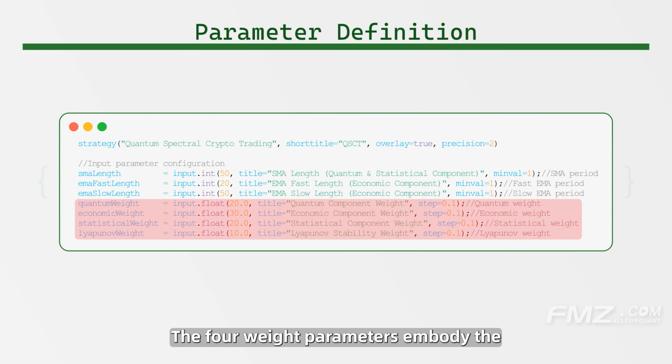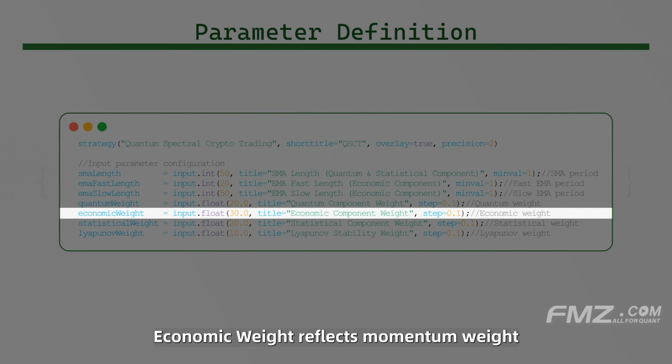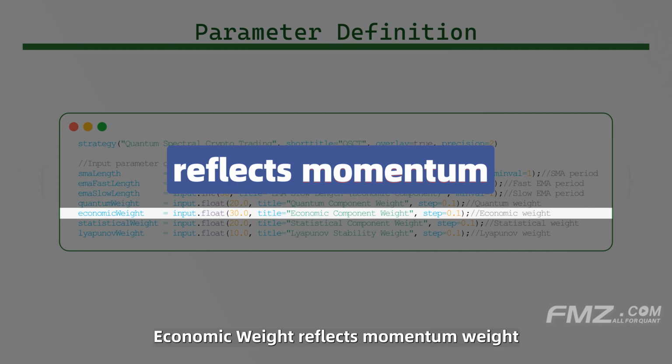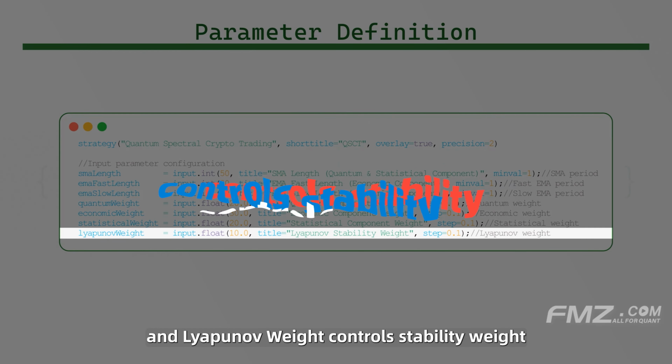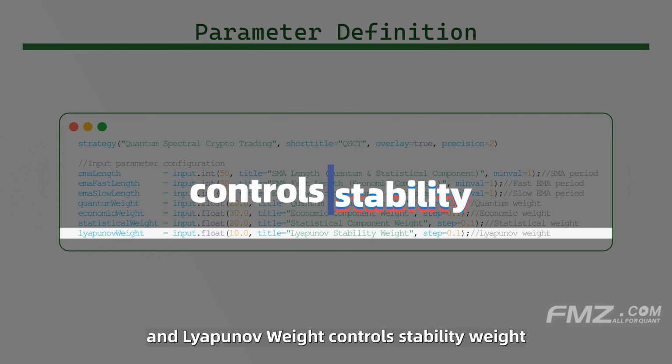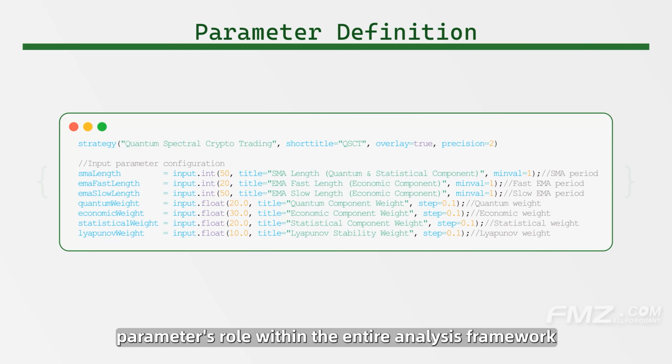The 4 weight parameters embody the strategy's core philosophy. Quantum weight represents uncertainty weight. Economic weight reflects momentum weight. Statistical weight embodies regularity weight. And Lyapunov weight controls stability weight. It is important to emphasize that these parameter default values are just starting points. The real value lies in understanding each parameter's role within the entire analysis framework, then adjusting according to actual needs.